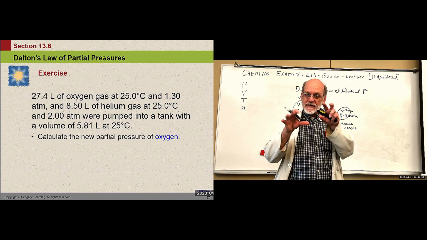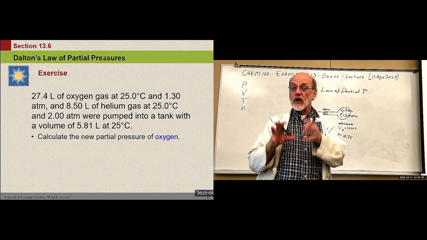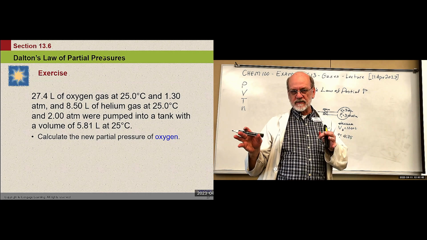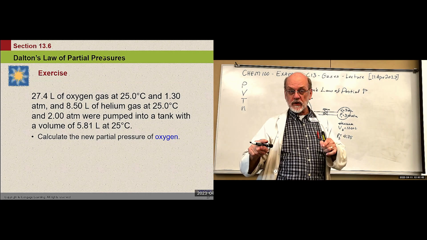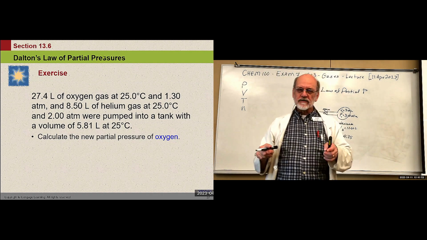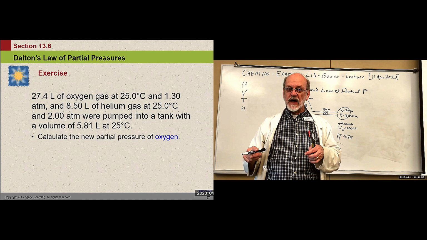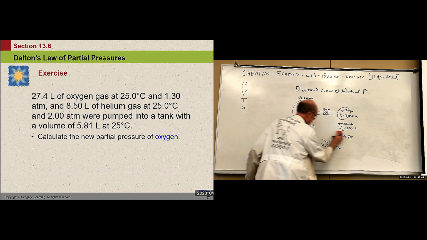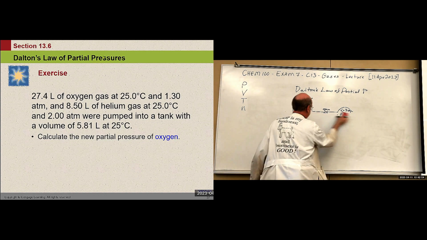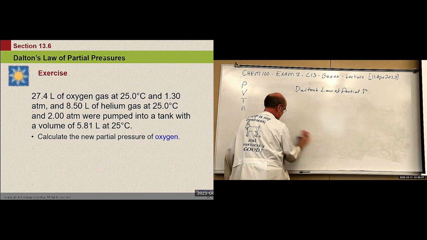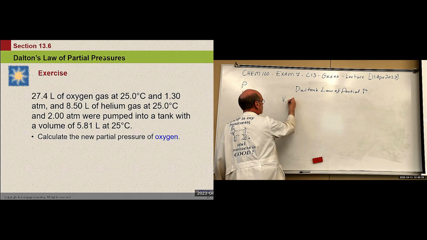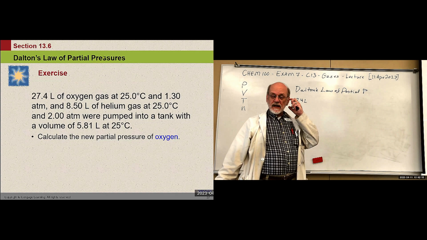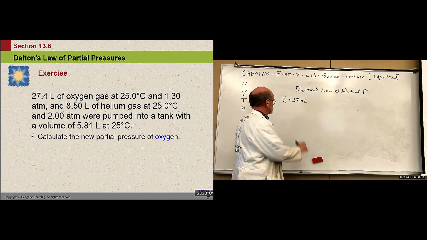All right, notice that this problem has a lot of information in there that you don't need to solve the problem. That's characteristic of word problems. Like I said, they're designed to confuse. So what's the initial volume of oxygen? 27.4 liters, right, of oxygen, and 1.3 atmospheres.